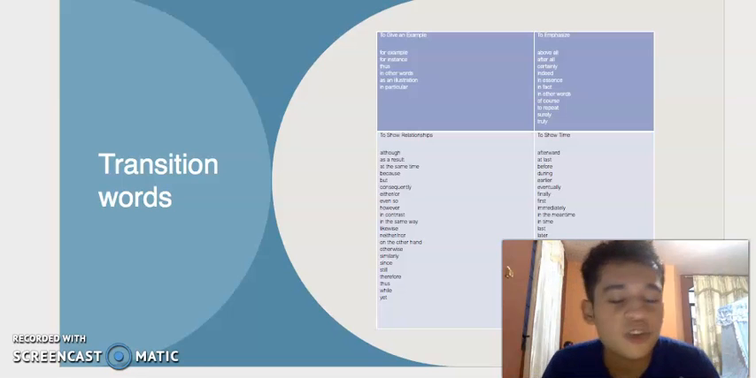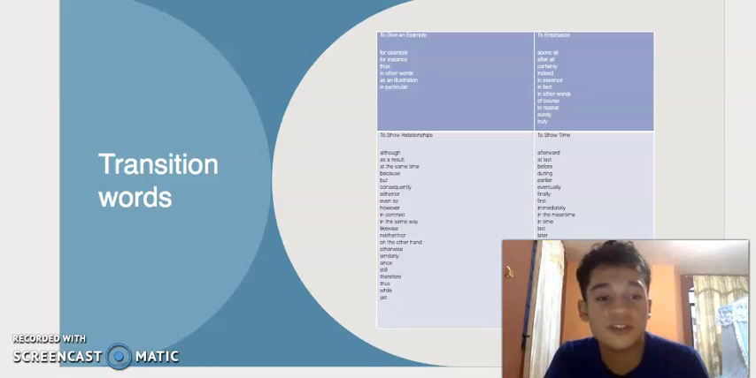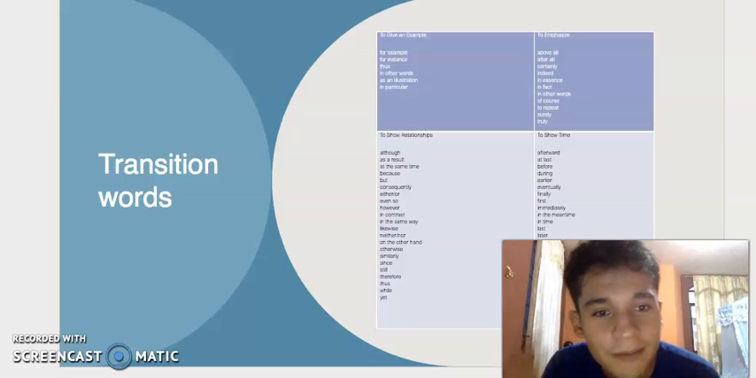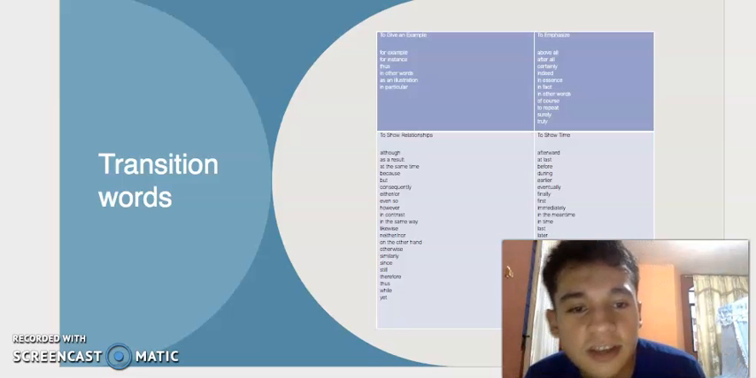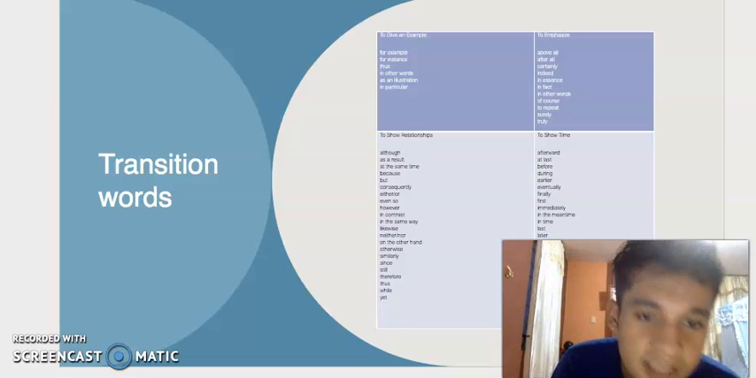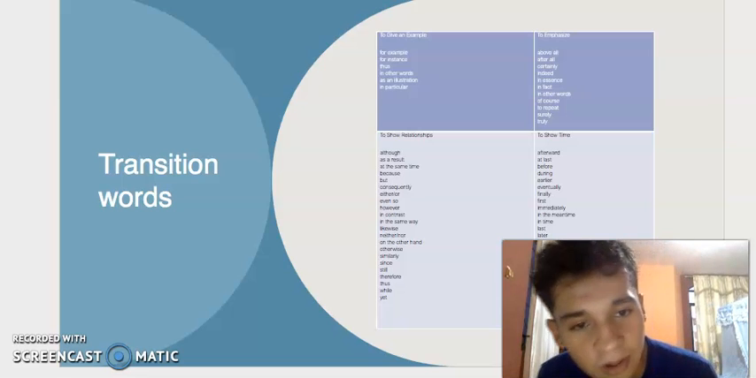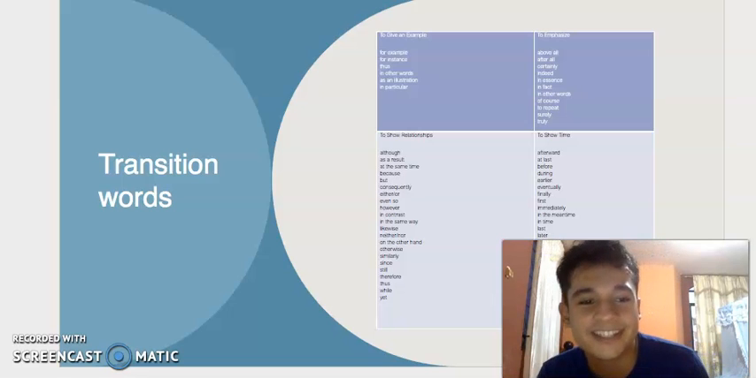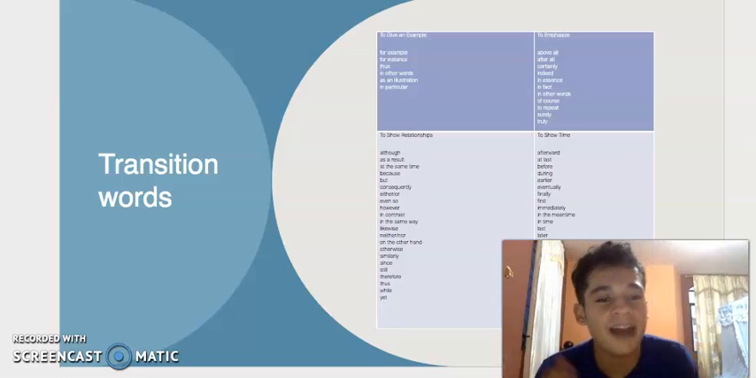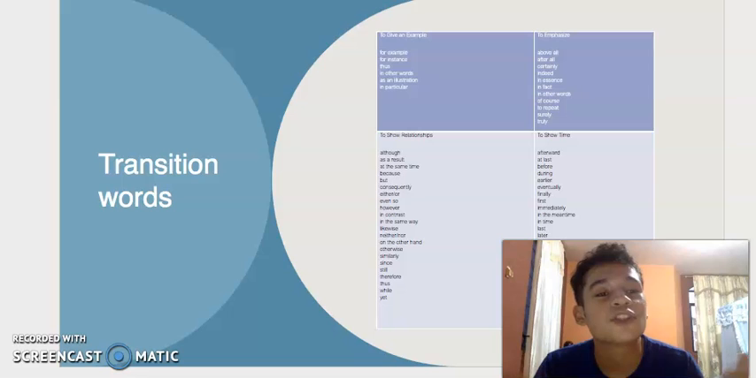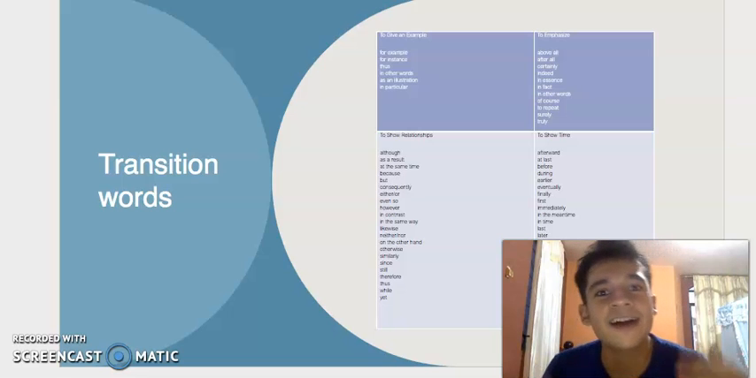Now, here are some of the transition words that are used in a descriptive essay. For example, to give an example: for example, for instance, thus, in other words, etc. To emphasize: above all, after all, certainly, indeed, and so on and so forth. To show relationships: although, as a result, at the same time, because, but. And to show time: afterward, at last, before, during. These transition words make the descriptive essay a lot easier and a lot more understandable.